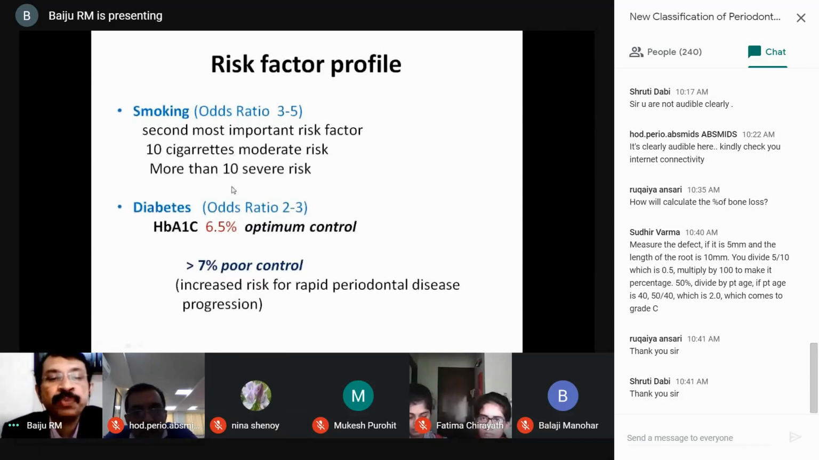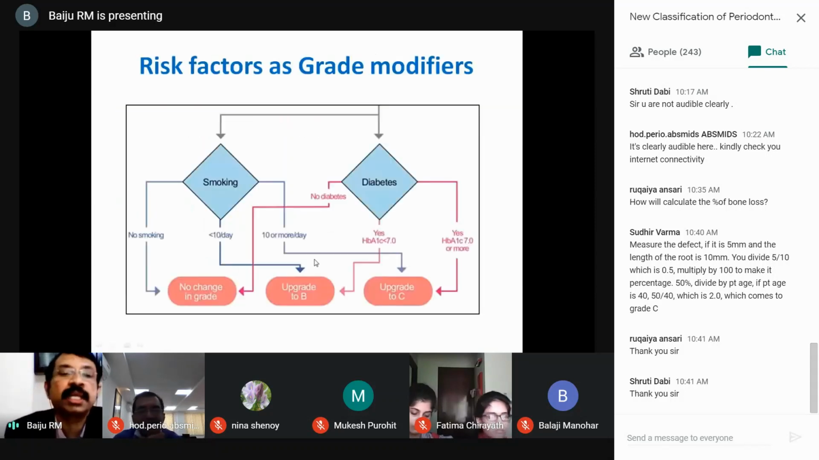Similarly, diabetes. 6.5% HbA1c is the optimal control. So this should be the biomarker for us to diagnose and monitor. Look at the HbA1c. If it is 6.5%, it is optimum control, but the patient still has some risk. If it is more than 7, it is suboptimally controlled, and there is an increased risk for rapid disease progression.